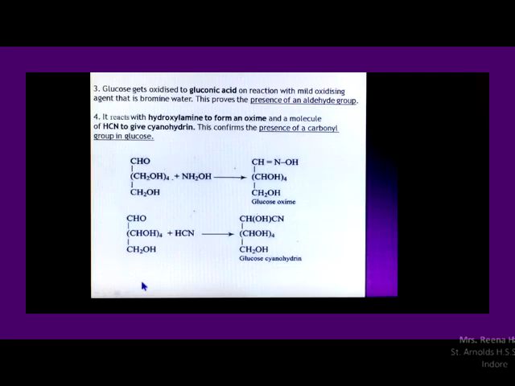As you can see in the equation, glucose on treatment with hydrogen cyanide, the CHO group converts into a cyanohydrin, carbon attached with an OH group as well as with a cyano group. So it forms the product glucose cyanohydrin. This is how, with the help of these two tests, we found that there is a presence of a carbonyl group in glucose. This was a further evidence.